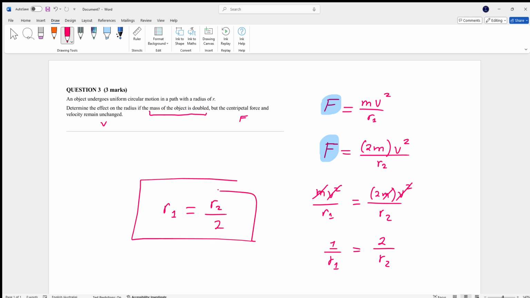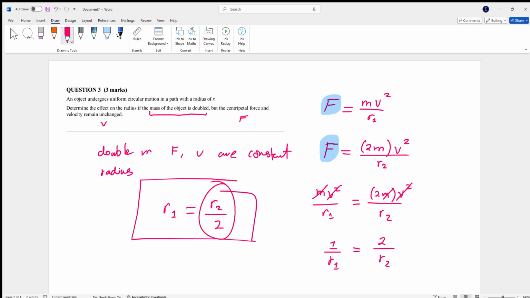So what does this mean here? It means when you double the mass, the radius has to get halved in order to maintain the force. So when you double the mass and the force and the velocity are constant, then the radius itself has to halve because, well, let's think of it like this. It's how you define it pretty much, because it doesn't necessarily have to be halved, it could be doubled, etc. So R1 is the initial radius.